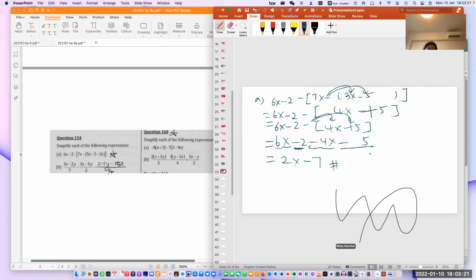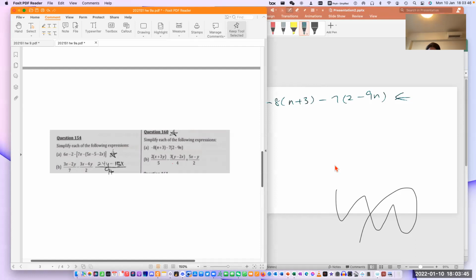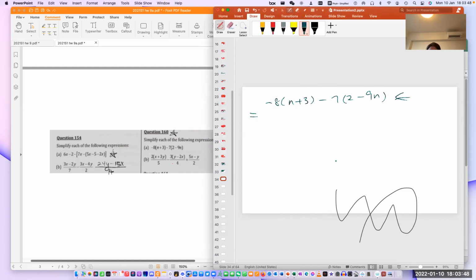Okay, so can you do the 160 here? Let me just write the answer. I will write the question out. Can you do this here? Try it out on the empty space here. This question. You start this question. Okay, let's try this out. Let's write it here, in the empty space.